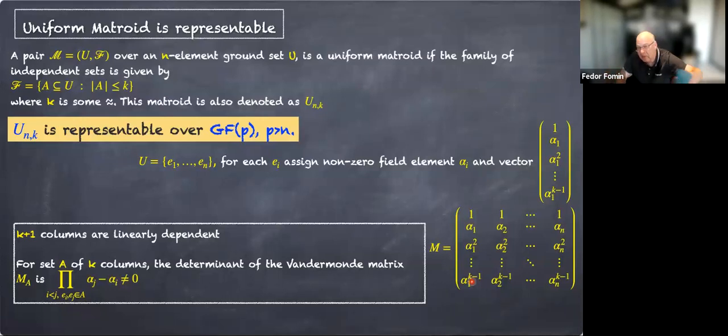Now we need some linear algebra. If I take any k columns, then I will have what is called a Vandermonde matrix. It's an exercise to check that the determinant of the Vandermonde matrix is always this value. Because all these numbers are different, the product of these values is non-zero also in the field.